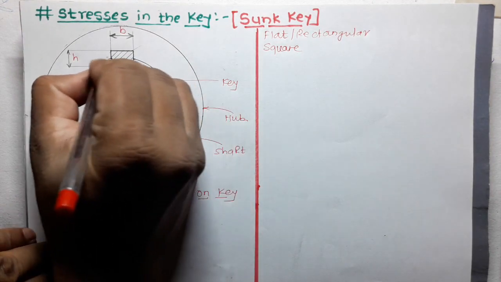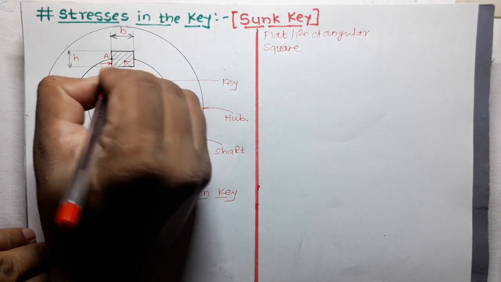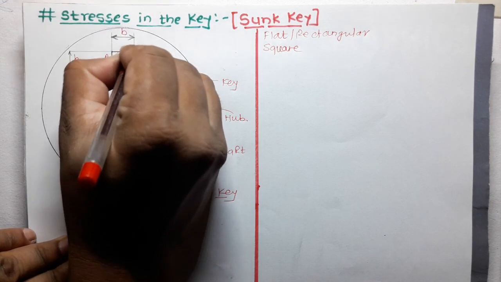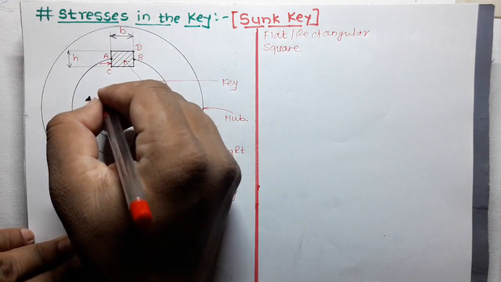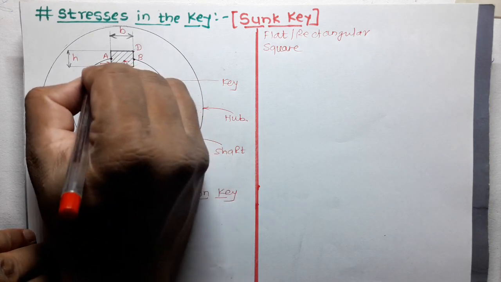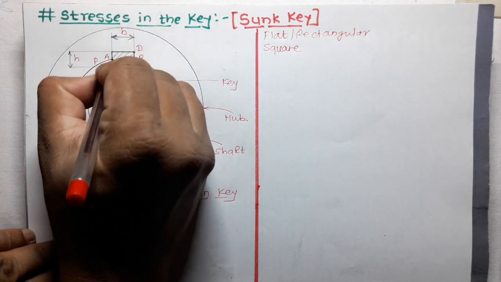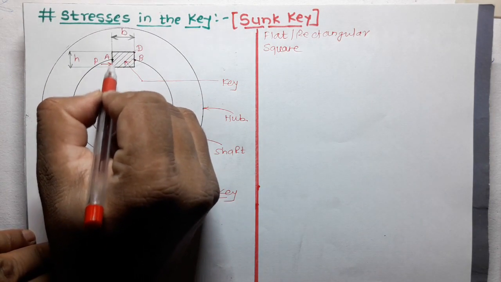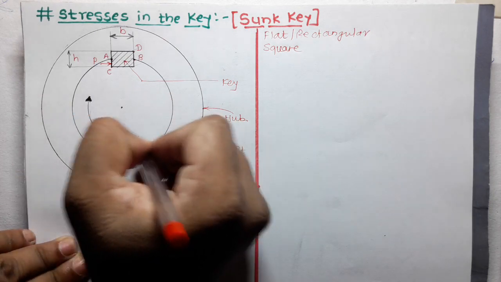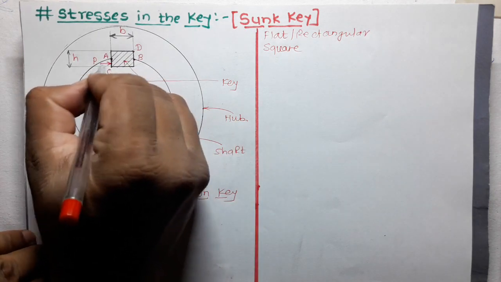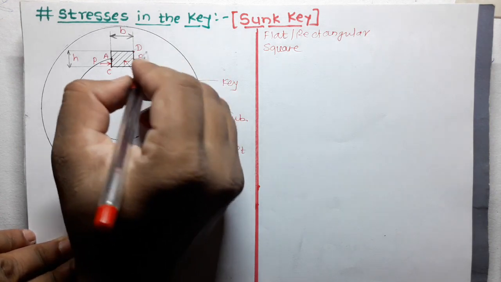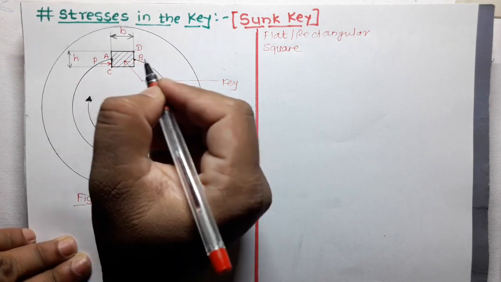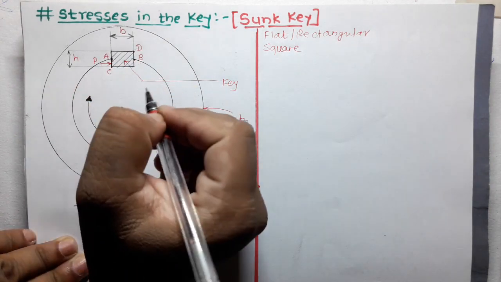Now let us consider this is the point A, this is the point C, this is the point B, and this is the point D. During the power transmission, the shaft is rotating in clockwise direction and force P is acting on this face AC. As the shaft is rotating in clockwise direction, the force will act on this face AC towards the right direction. This is the force exerted by the shaft on the key on this face AC, which is force P acting towards the right side.